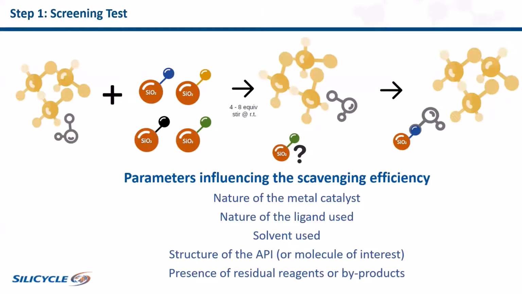As you may have noticed in the previous two charts, certain impurities or metals may have more than one possible scavenger that can be used. This is why a screening test is important. Depending on the chemistry of your reaction, scavenging efficiencies can vary compared to the previous results. Parameters affecting efficiency include the nature of the metal catalyst, the nature of the ligand used, the solvent used, the structure of the API or molecule trying to purify, and the presence of any residual reagents or byproducts.